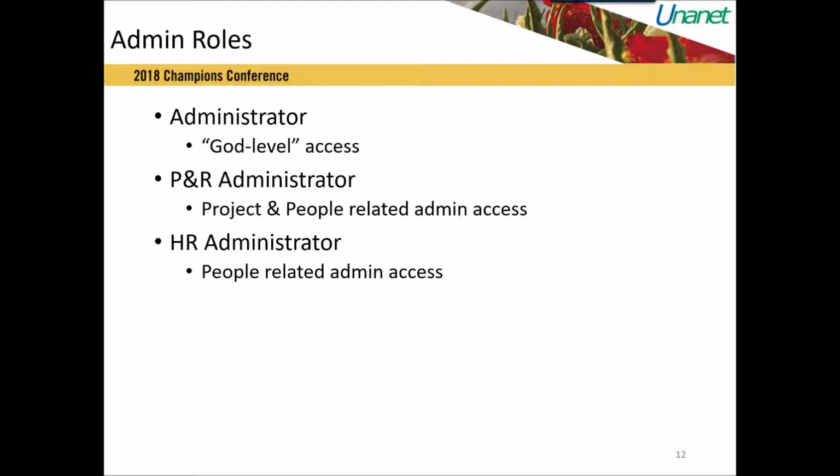Kind of one tier down from that is the P&R administrator. P&R stands for project and resource. Think of it as the system-wide administrator minus a lot of the financial capabilities. The P&R administrator also doesn't have access to your system properties. They can't change your system-wide properties, but they do have access to some of your admin setup, like project statuses, project types, etc. So anything that's related to people or projects, they would be able to edit those settings and edit that data as well.